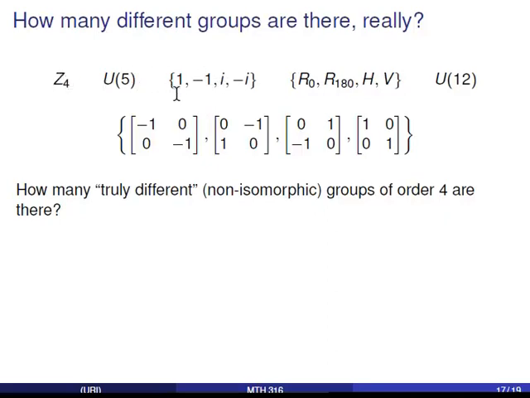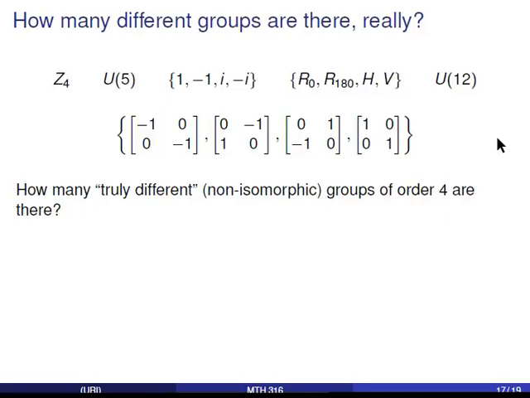For instance, we know that these 3 groups are isomorphic. I'm just going to call that one group. This group is not isomorphic to those, so here's a second kind of group. Now, is it true that these groups fit into one of those collections, or are they really different from any of those? How many non-isomorphic groups of order 4 are there?